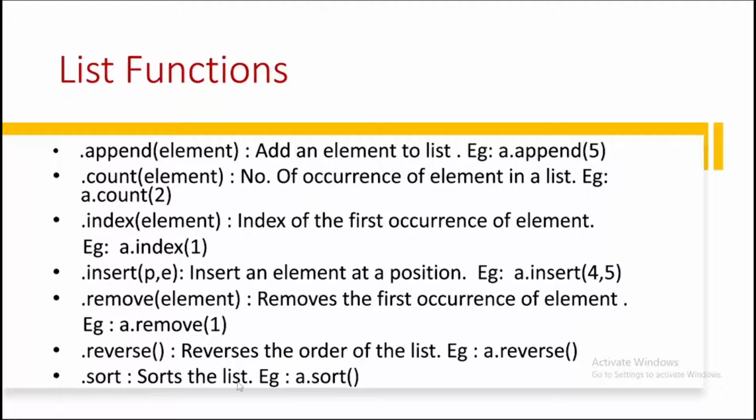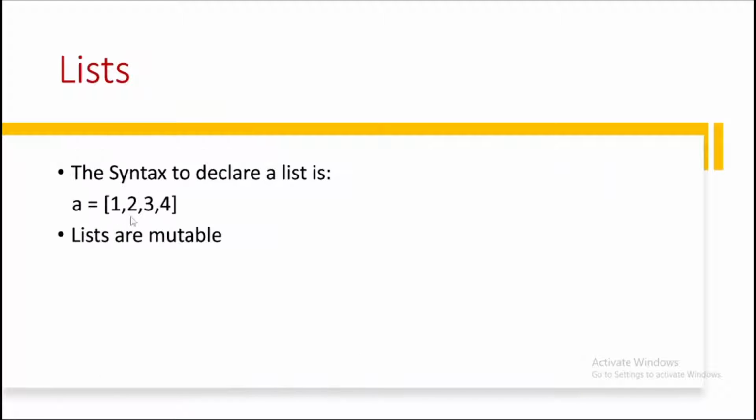And then we have sorting the list. We use a dot sort. So instead of 1, 2, 3, 4, if we have 3, 2, 1, 4, it sorts and again it becomes 1, 2, 3, 4. Instead of integer values, you can also have string or any other values you want.